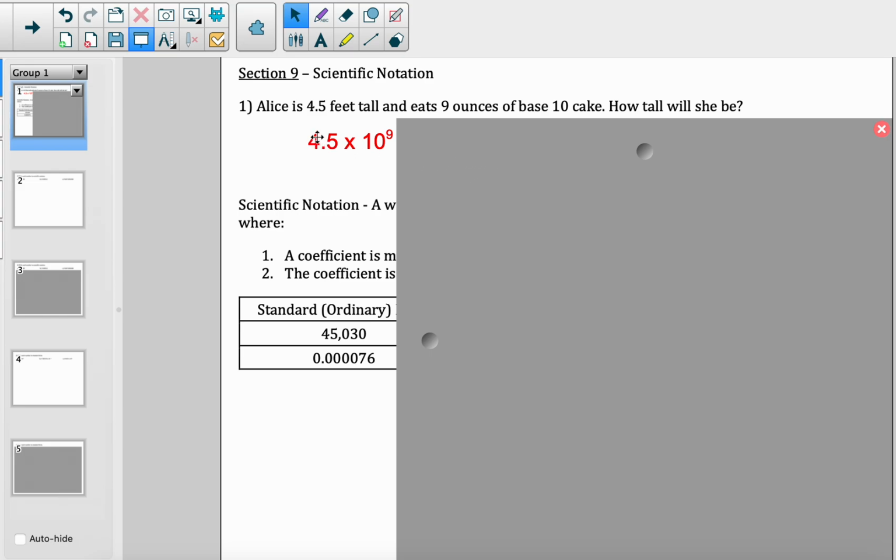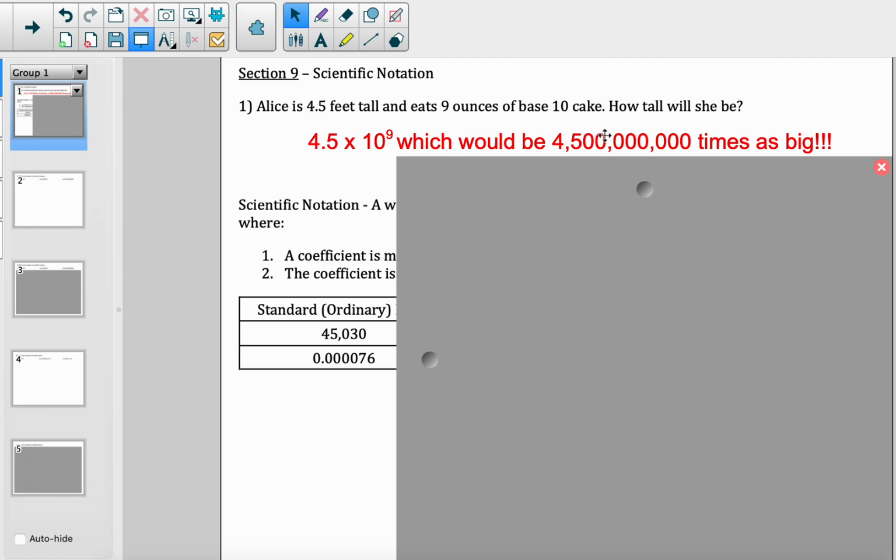Well, if we took the number 4.5 and we moved the decimal place, as multiplying by 10 to the ninth is changing the place value 9 places to the right: hundreds, thousands, millions, billions, 4,500,000,000 times as big, that's a giant number. This 4.5 times 10 to the ninth is that number in scientific notation.